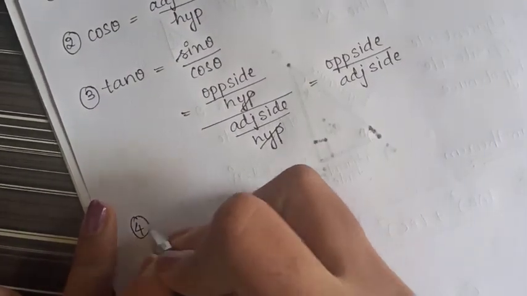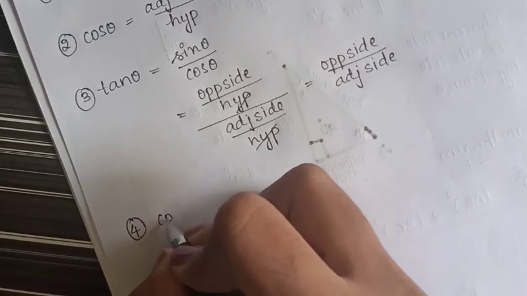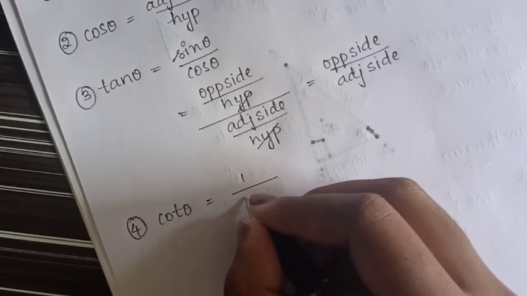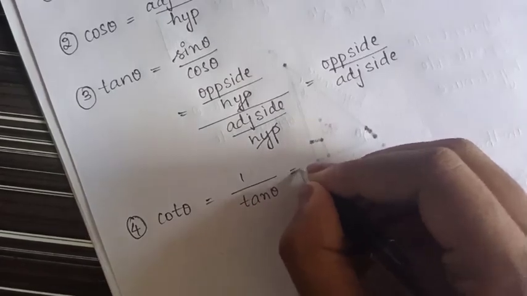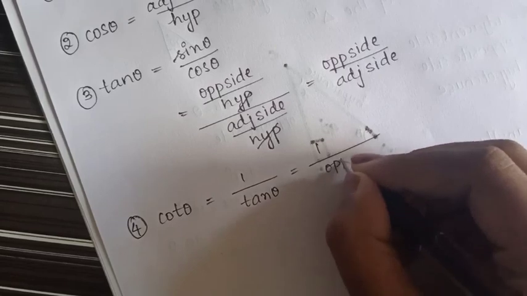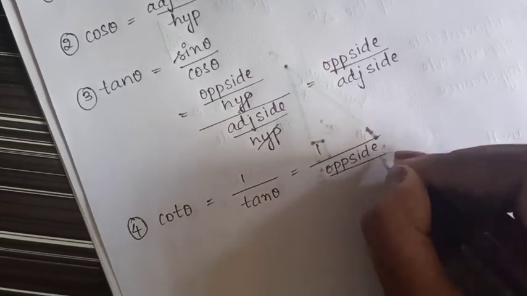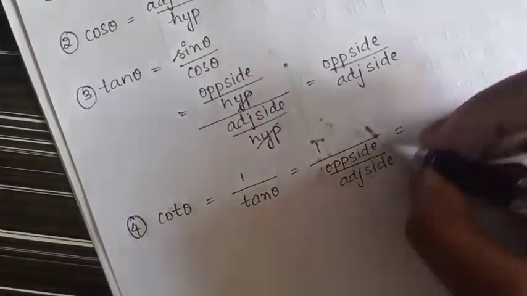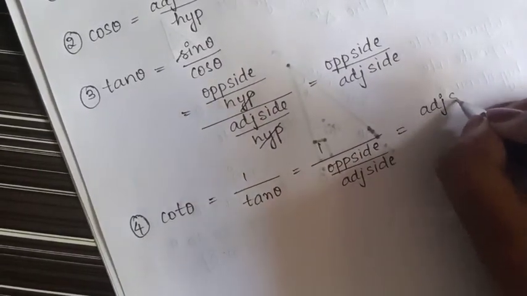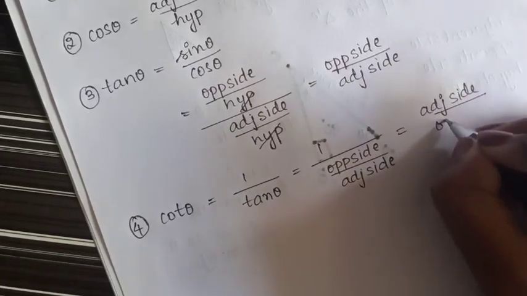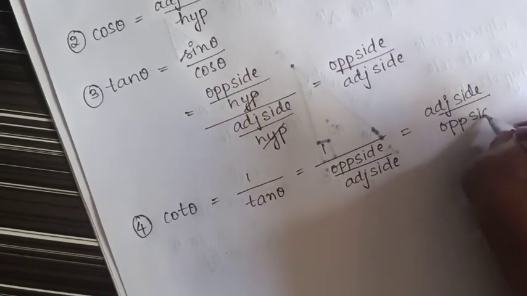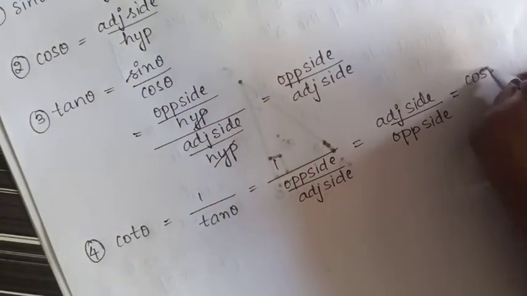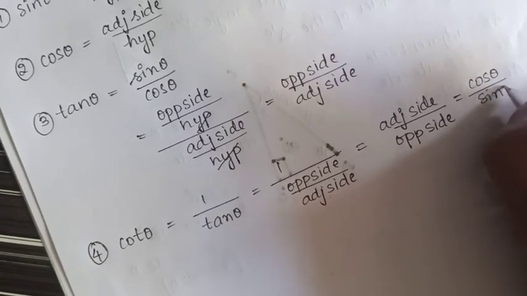Now the fourth trigonometric ratio is cot theta. Cot theta can be simply expressed as the inverse of tan theta. What is tan theta? It is opposite side by adjacent side, right? If you invert it, it becomes adjacent side by opposite side. So this is cot theta, which can also be written as cos theta by sin theta.